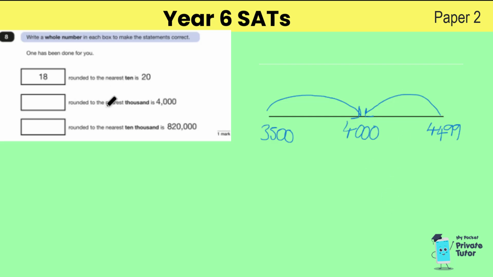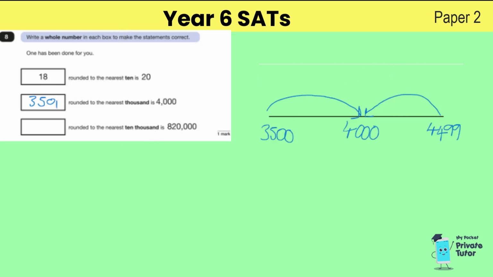Because when we're rounding to the nearest 1,000, we always look at the next digit, the hundreds, to figure out if we're going to round up or down. So anything between 3,500 and 4,499 will be correct. So there are multiple possible answers here. So I'm just going to write 3,501. So the next one, we're going to do the same thing.